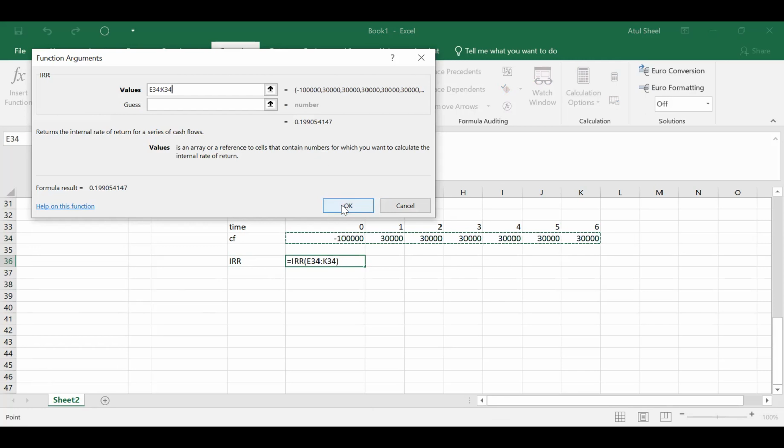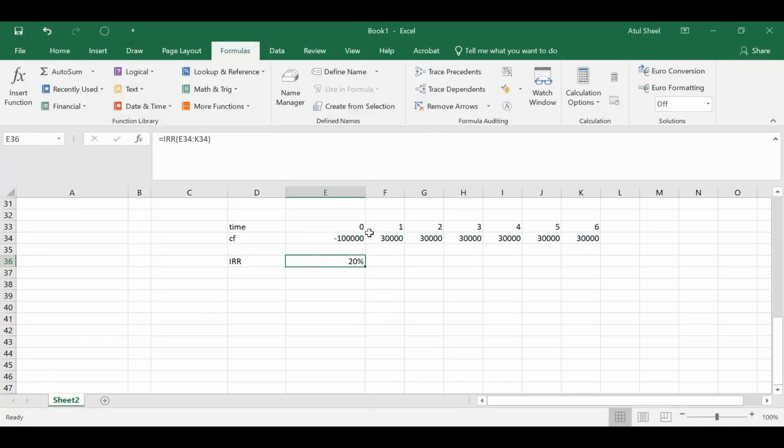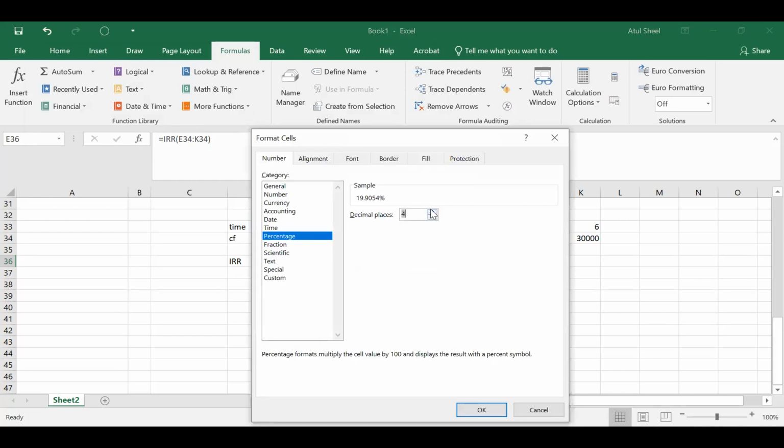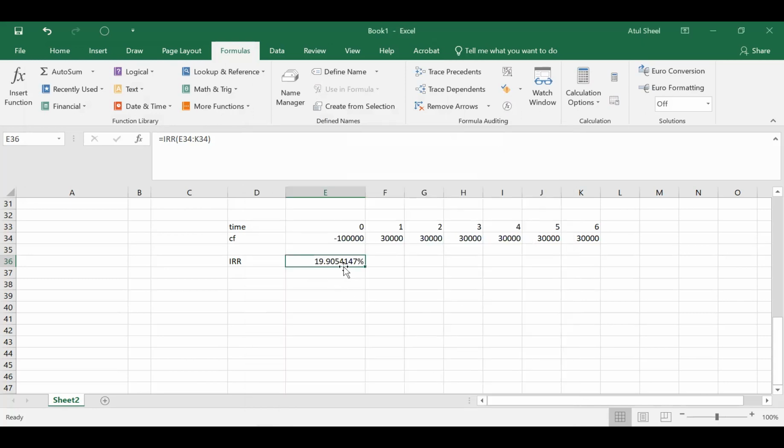See, it is telling you straight away your IRR is 19 point, if I just round it off, format cell, decimal places, 1, 2, 3, 4, 5, 6, 7, 8, whatever. 19.9054147. At this rate, if you discount, then if this is your discount rate, you will always get 0 net present value. You can check it. You can do the net present value function and do the present value. You'll see you'll get a 0 in NPV for this.